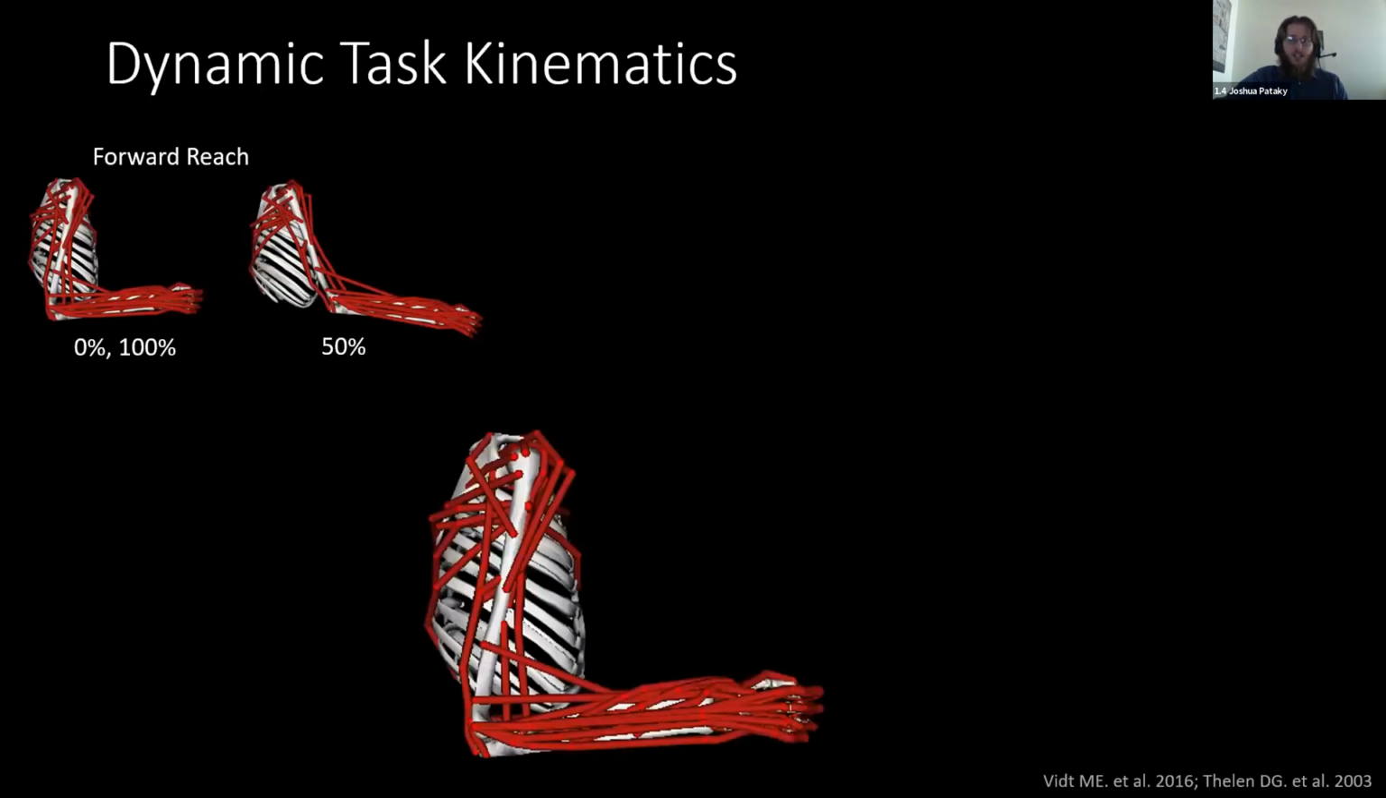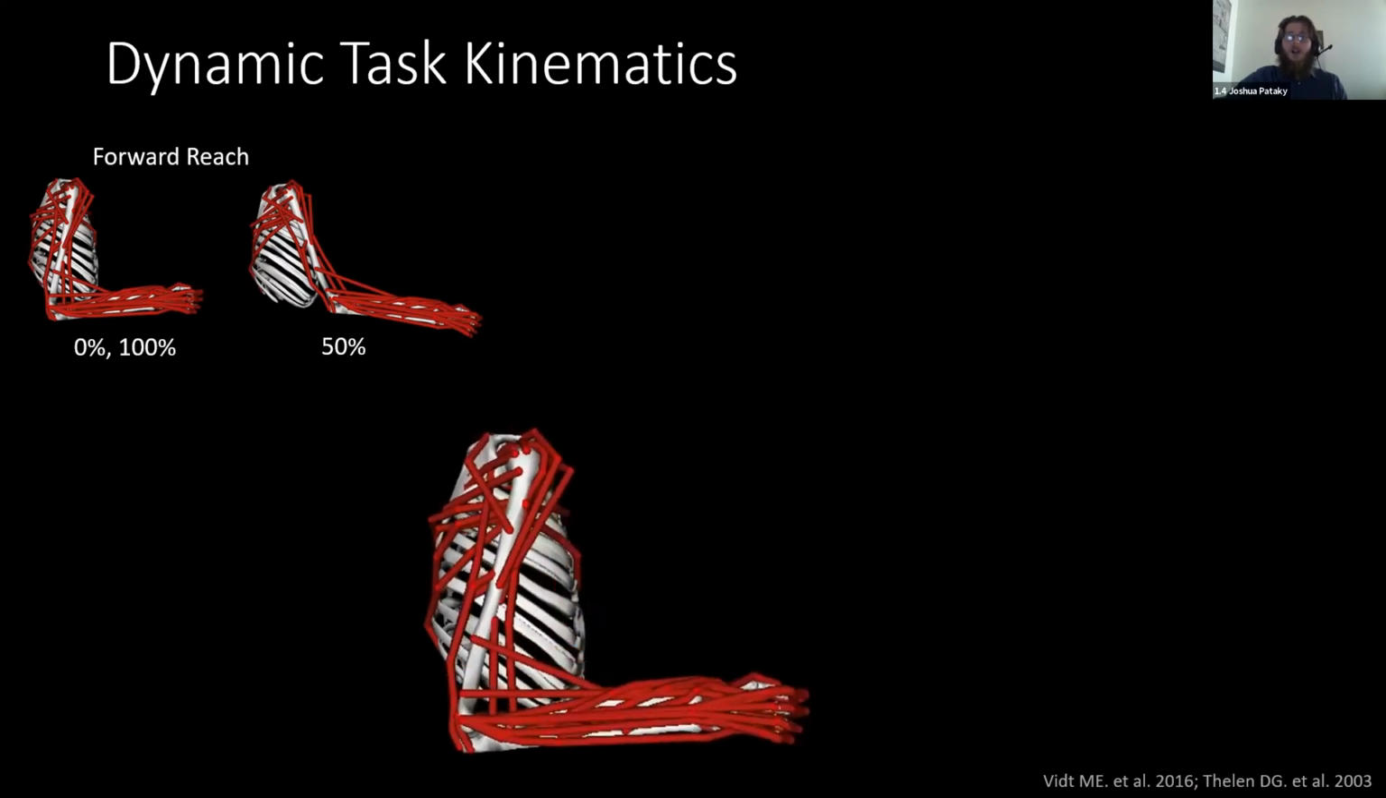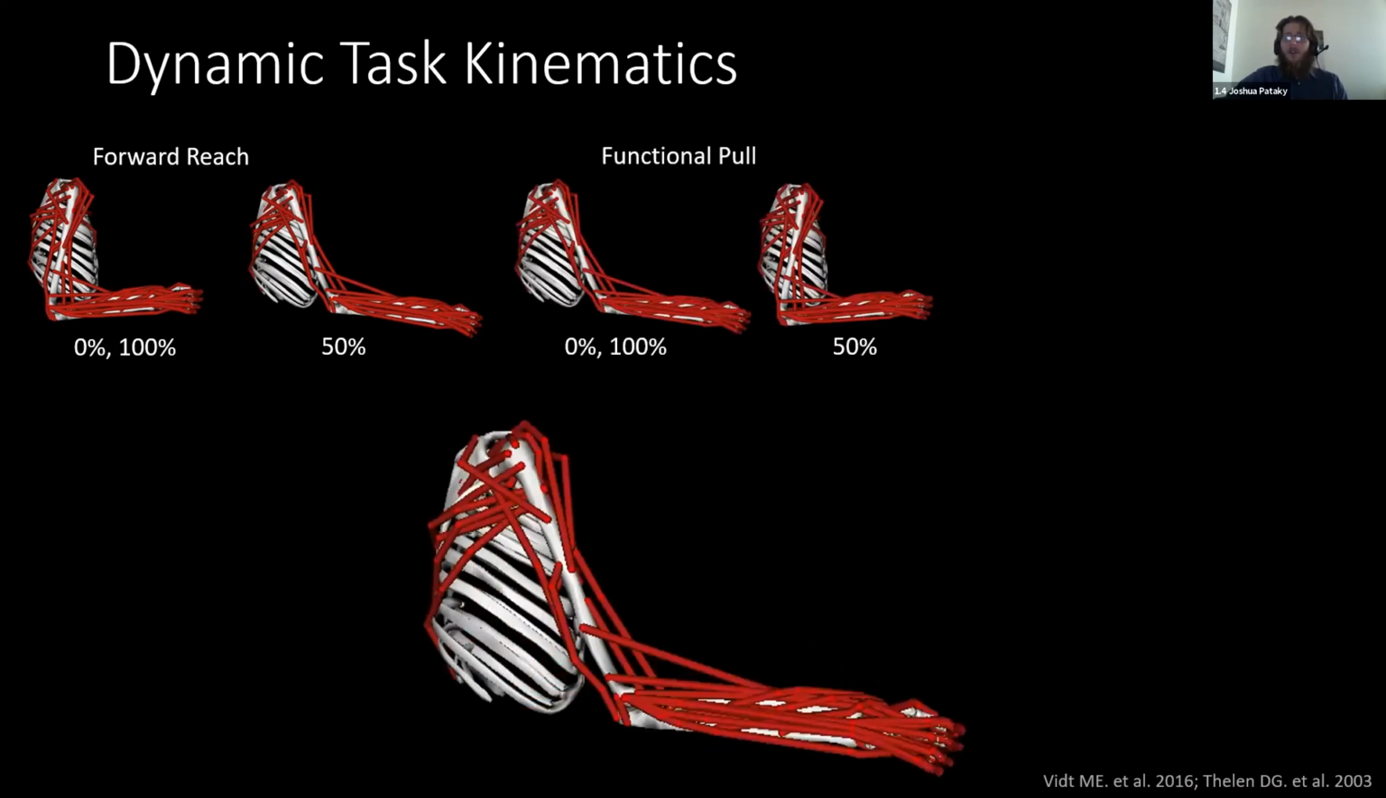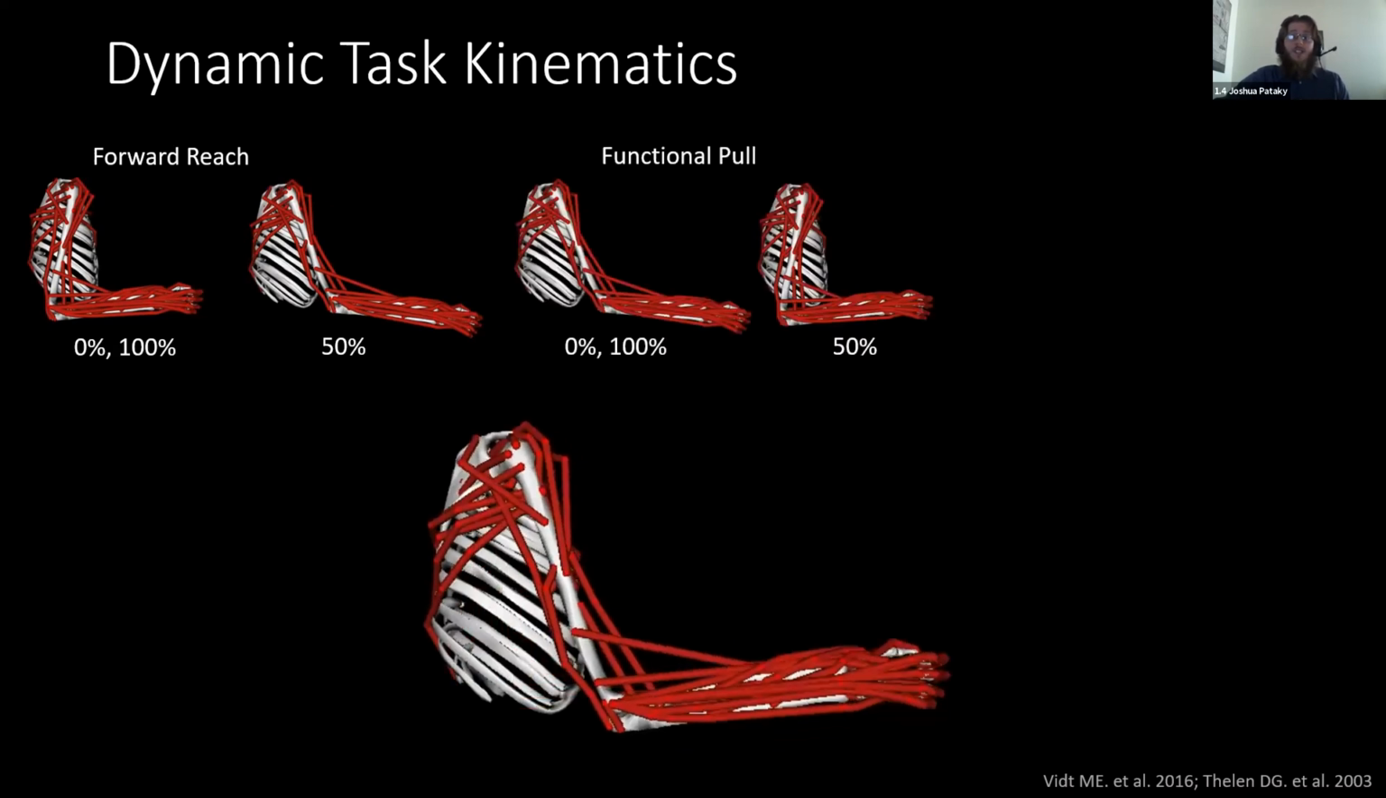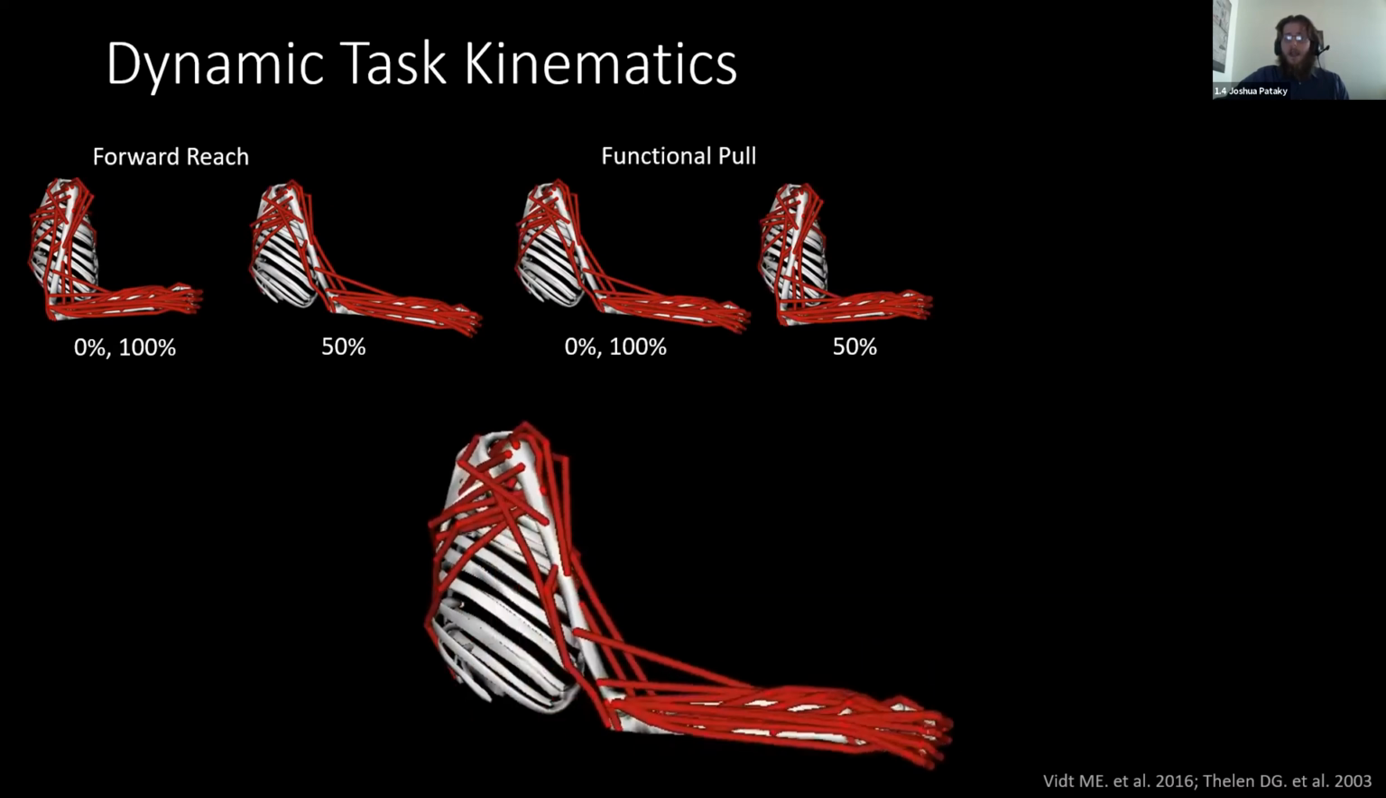Kinematics for 3 dynamic tasks representing typical daily tasks were measured experimentally from 4 healthy older adult males in a prior study. All motions have the same beginning and ending point, which will be noted as 0 and 100%, with the halfway point of each motion noted as 50%. The first motion was a forward reach, with the person's arm starting at their side, reaching out, and then returning. The second dynamic task was a functional pull, which was a reciprocal of the forward reach task.